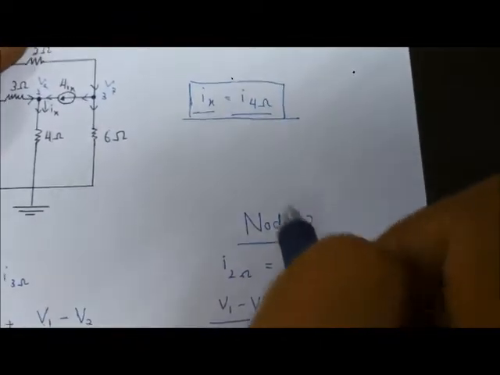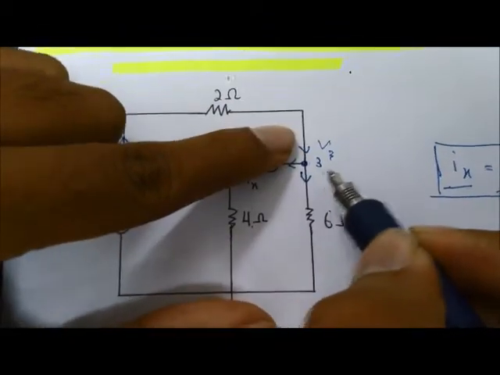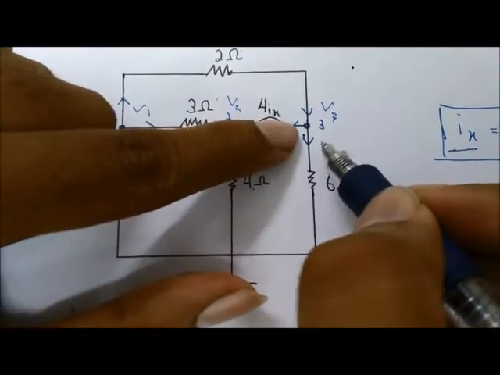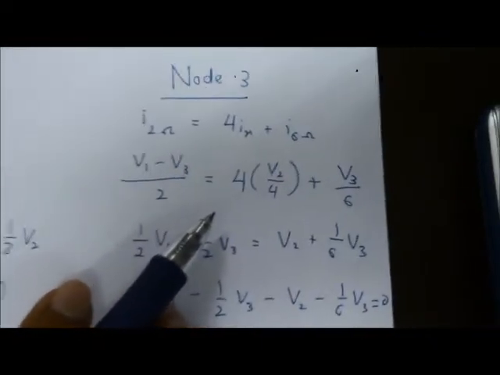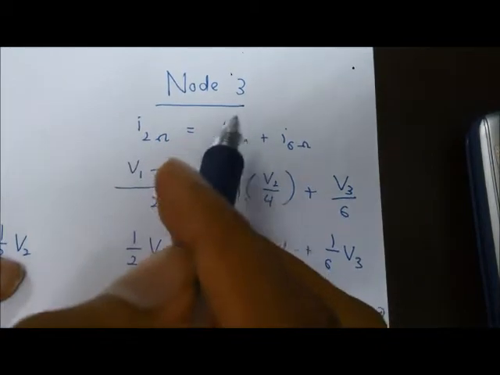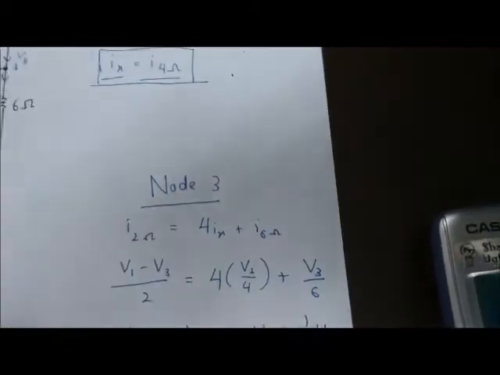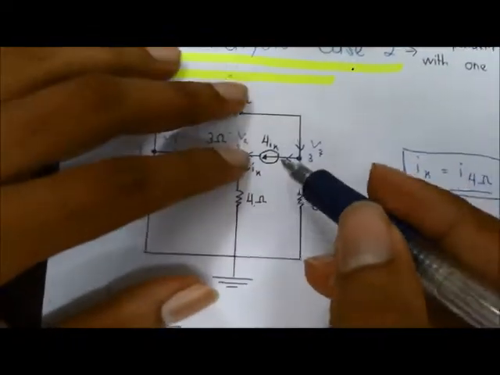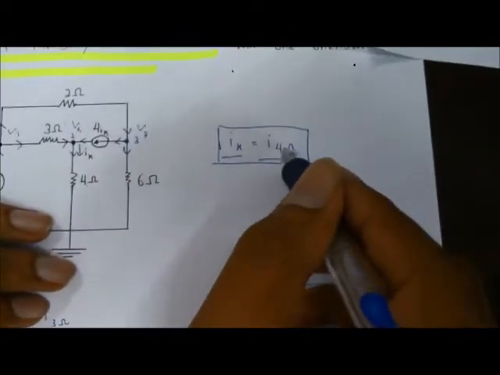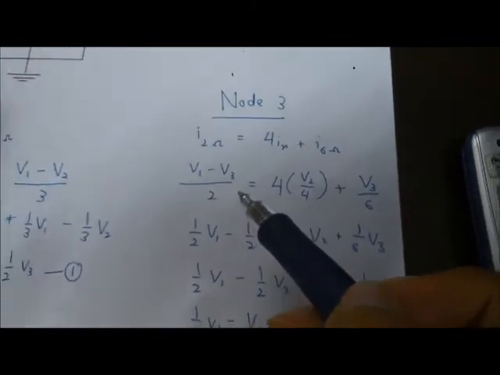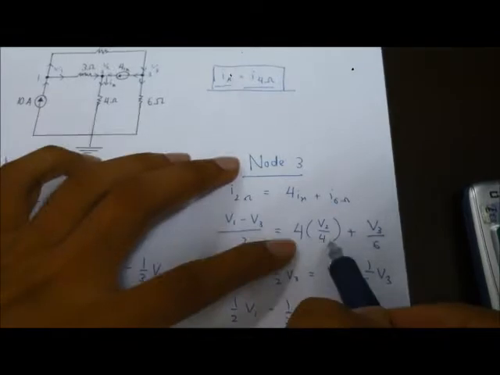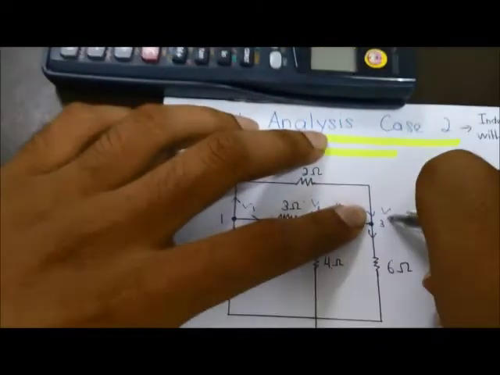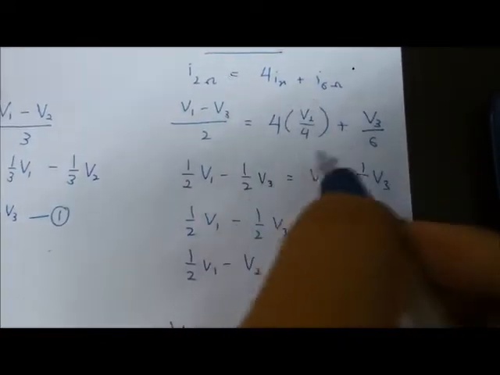And node 3, the final node, we got it as this. Node 3, look here, I 2 ohm goes in and the others go out. So 4Ix goes out and I 6 ohm goes out from the node. So I 2 ohm is on the left, so 4Ix plus I 6 ohm, the same as we applied from here. So 4Ix is also equal to 4V2 over 4, because it equals I 4 ohm. So I 2 ohm is V1 minus V3 over the resistance value 2, and I 6 ohm, look here, V3 minus 0 going to the ground over 6.